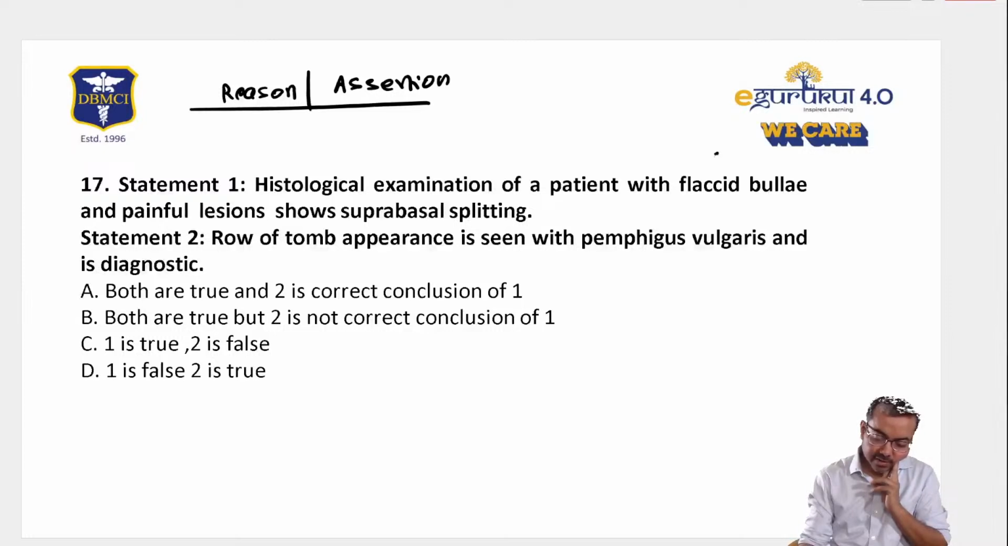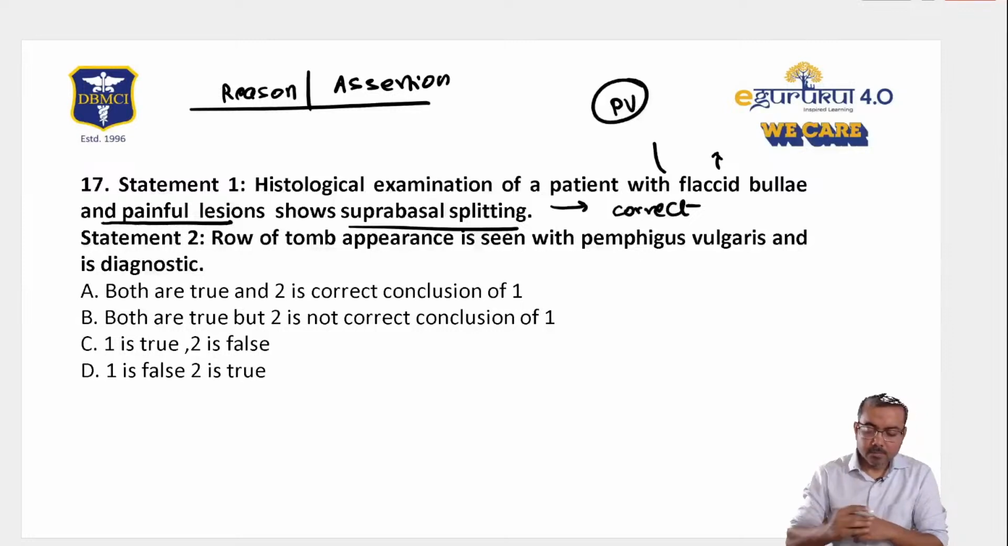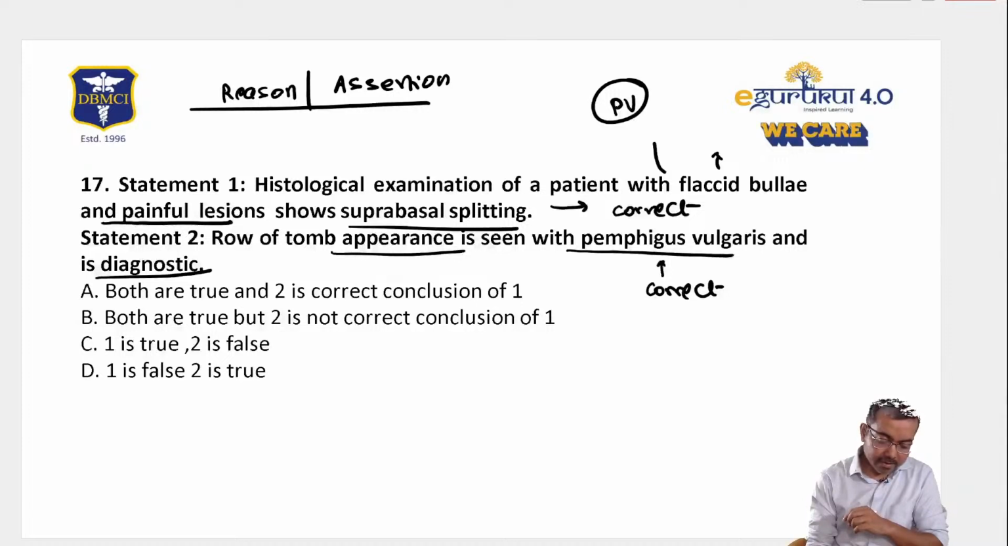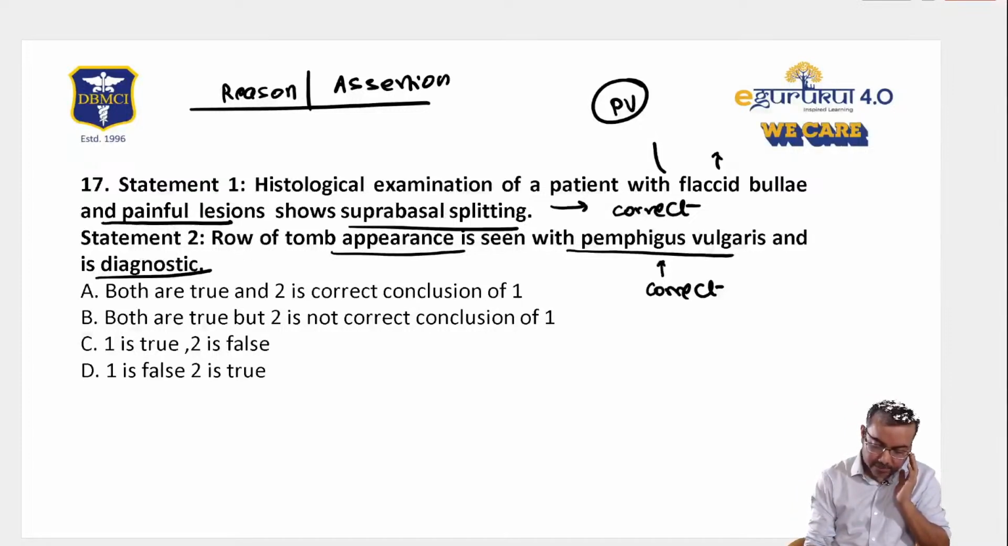Histological examination of a patient with flaccid bullae and painful lesions shows suprabasal splitting. Is it correct? Should be correct, right? Because this looks like pemphigus vulgaris, painful lesions, flaccid bullae. Row of tombstones is seen with pemphigus vulgaris and is diagnostic. Yes, correct. Now it's going to be either A, both are true, or B. Row of tombstone, listen very carefully. Suprabasal blistering, suprabasal splitting, this is the row of tombstone.